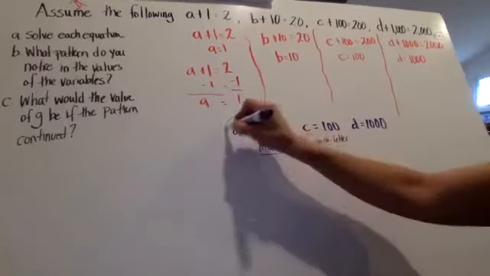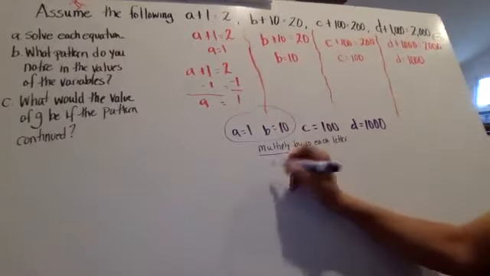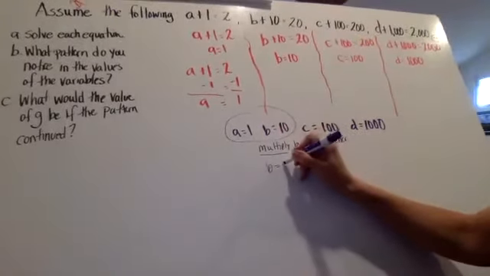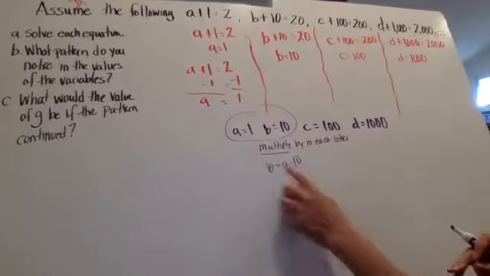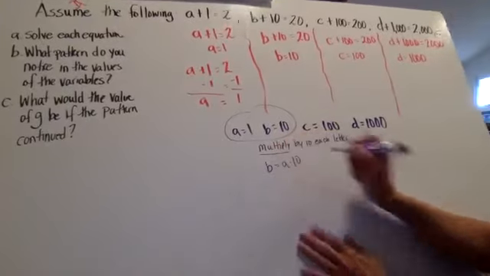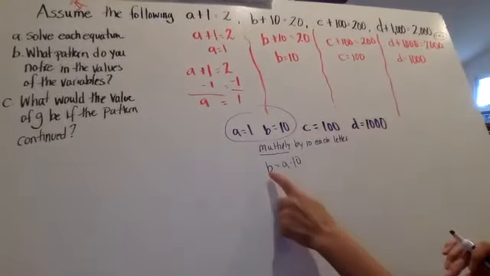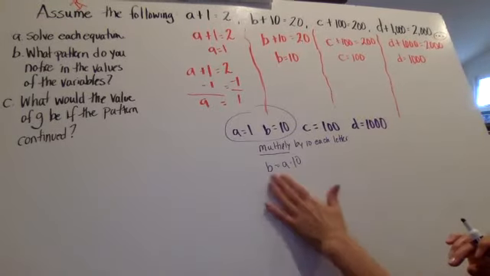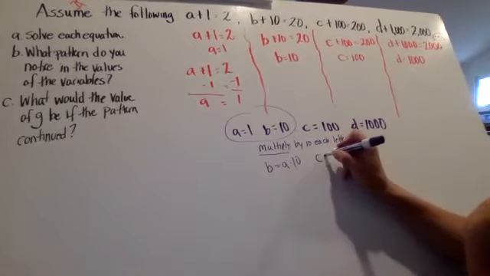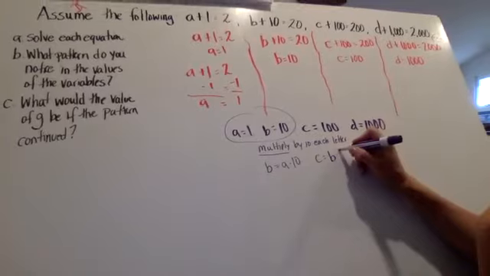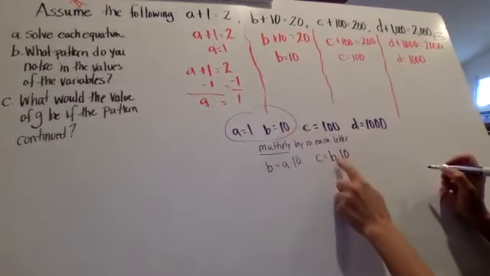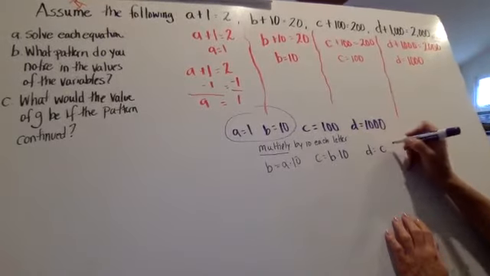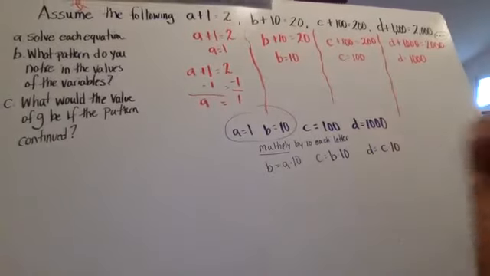So if I looked at these two, how are these two related? B is A times 10, is that true? Is that another way of saying B equals A times 10? And then what would C be equal to? Equal to B times 10. Is that true? If I take 10 times 10, do I get 100? And D is equal to C times 10. So the letter before it times 10.